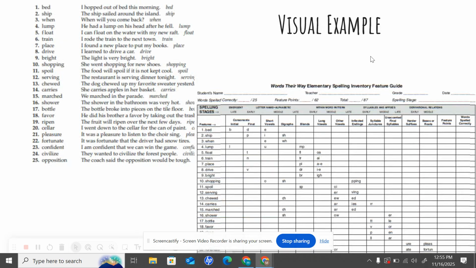So in this slide, I included two visuals. The visual on the left upper corner includes a list of 25 words. And then you can see next to it, I have the sentences that use the word in it. And then at the end is just the word by itself again. So for the first one, as an example, I would say bed. I hopped out of bed this morning. Bed.